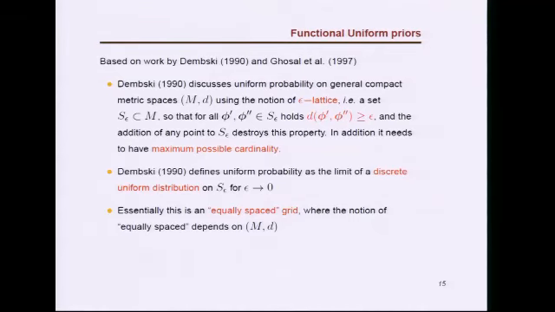Dembski derives uniform prior distributions on general metric spaces, and then this article by Gozal, these uniform prior distributions are actually used for non-parametric Bayesian inference already. So my approach is only in a finite dimensional setting, but still I think it's a nice approach, so I'm going to discuss it here. So what does he do?